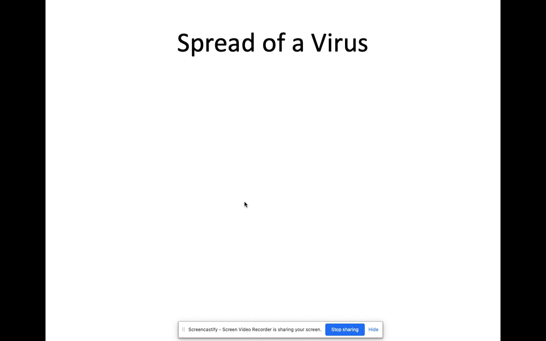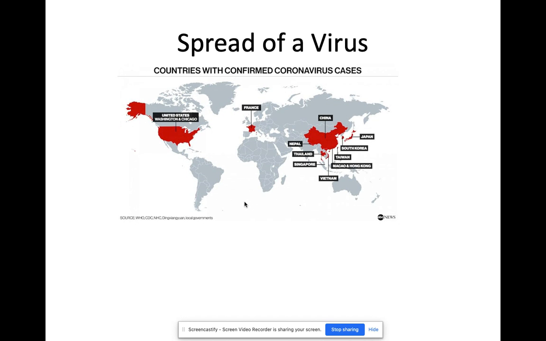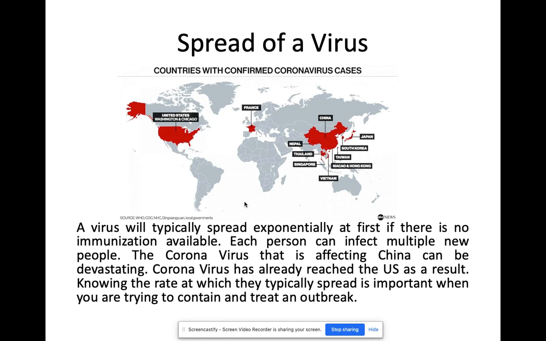You know already that we are in a pandemic. Knowing a bit of math to help us understand how this virus spreads is important. Notice this was just months ago, but now it's all over the world. Typically, a virus spreads exponentially at first if there's no immunization available. Each person can infect multiple new people. The coronavirus that is affecting China can be devastating, and it already reached the US.